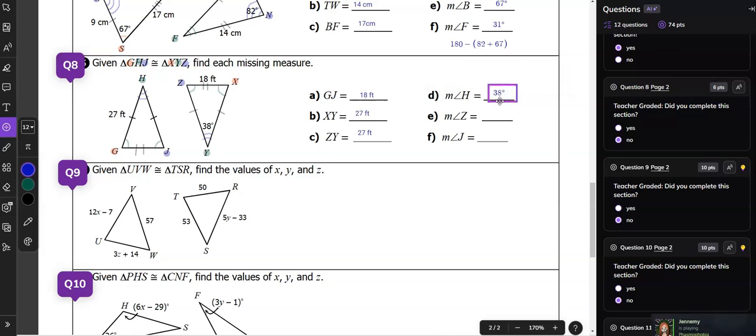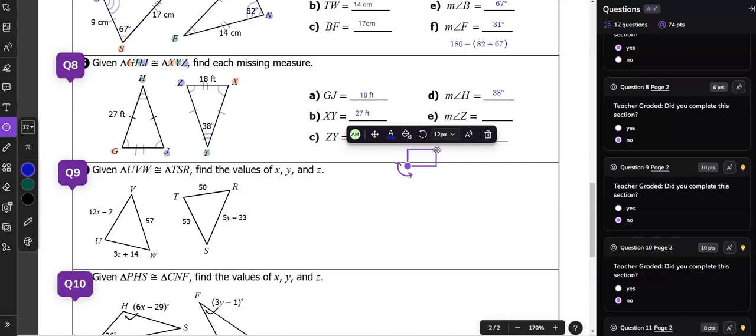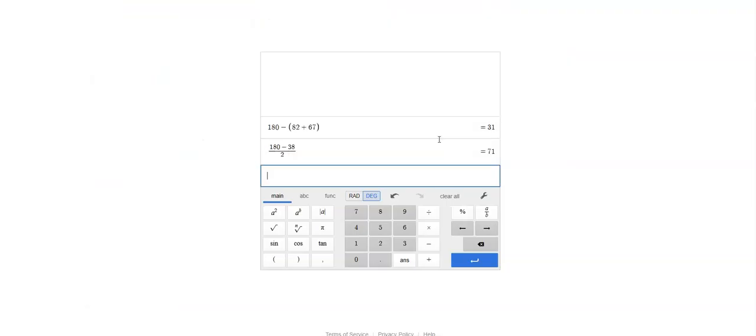To find out Z and J, we have Z here and J are going to be congruent to each other. But in order to find out what all of these base angles are, we are going to need to take 180, subtract 38, and divide by 2. The reason is that this angle right here is 38 degrees, and I have these two angles that are the same. So if I take 180 and subtract the 38, then I can distribute the remainder between Z and X. And that gives us 71 degrees each.